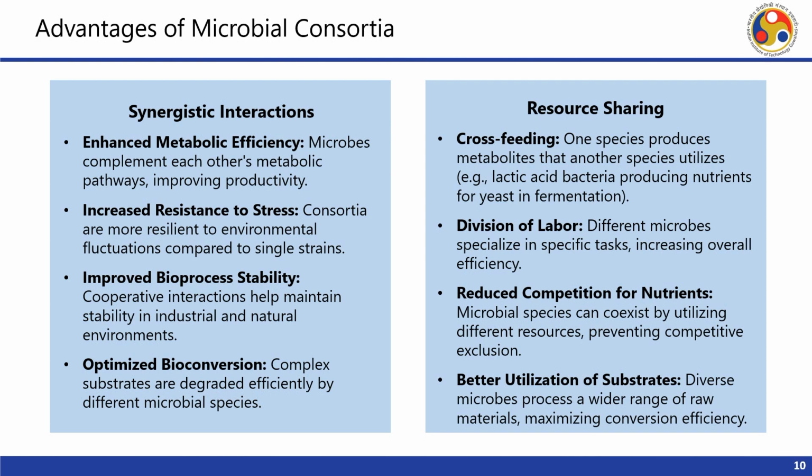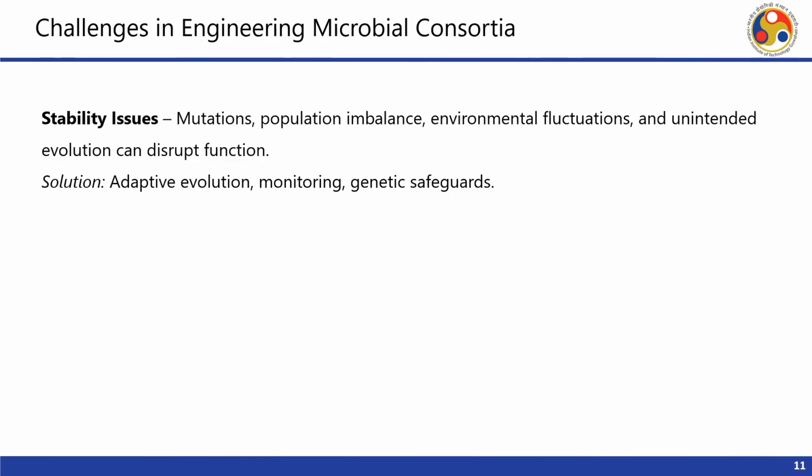The second advantage is that of resource sharing. There is cross feeding. One species produces metabolites that another species utilizes. Example, lactic acid bacteria producing nutrients for yeast in fermentation. Then there is a division of labor. Different microbes specialize in specific tasks, increasing the overall efficiency. Then there is reduced competition for nutrients. Microbial species can coexist by utilizing different resources, preventing competitive exclusion. There is better utilization of substrates. Diverse microbes process a wider range of raw materials, maximizing conversion efficiency.